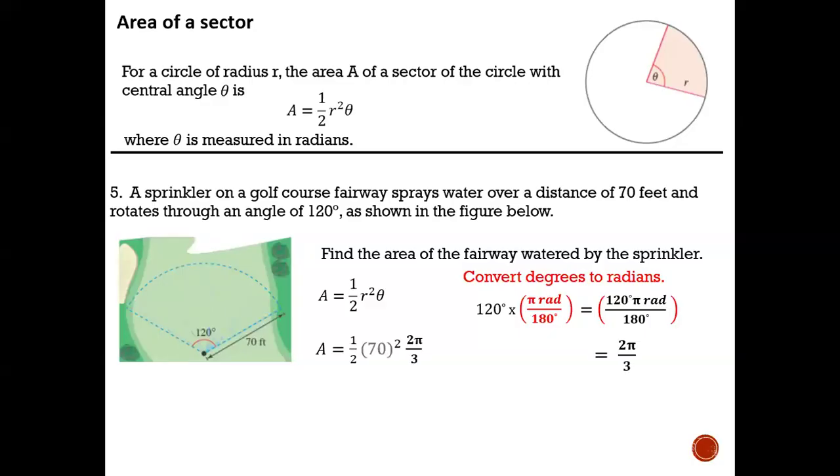So now I have everything to plug into the formula. Area is equal to 1/2 the radius, which is 70 feet squared, times the angle in radians, 2 pi thirds. When I plug this in, I have 4,900 pi divided by 3. Let me go ahead and use my calculator. And I'm going to get an answer of about 5,131 square feet. And again, I rounded this problem to the nearest whole number. Okay, so just be careful when they ask you how to round.